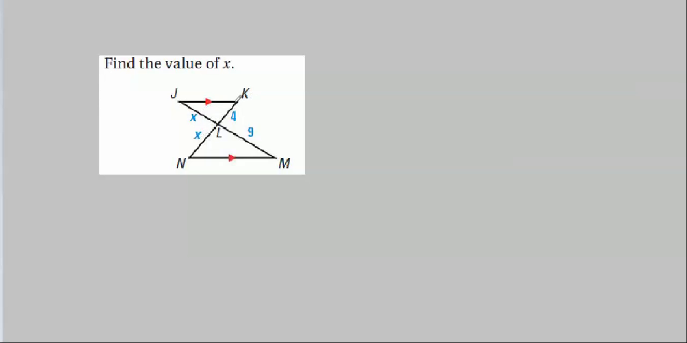These are the corresponding parts, by the way. This angle corresponds to this angle, so opposite sides means this side corresponds to this side. So we could write x over 9 equals what? 4 over x.